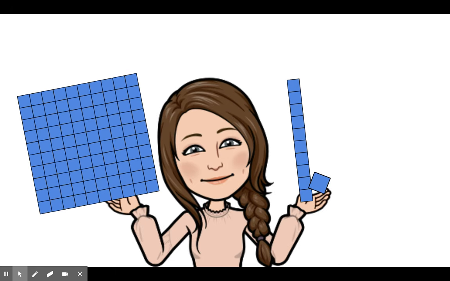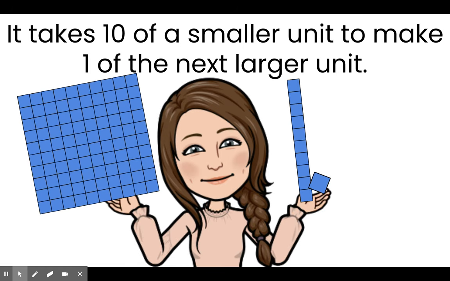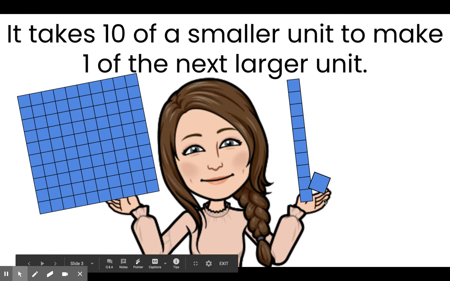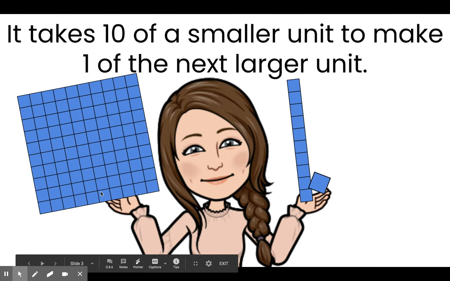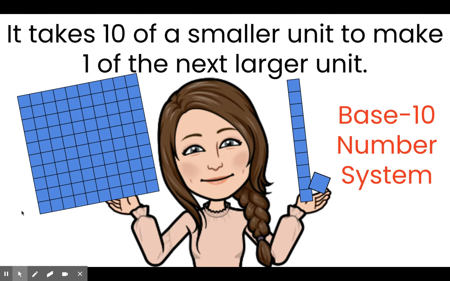It is amazing. Good things come in groups of 10. It takes 10 of a smaller unit to make one of the next larger unit. 10 ones to make 10. 10 tens to make 100. 10 hundreds to make 1,000. That's our base 10 number system for you, working just fine with lots of groups of 10. Let's take a closer look.